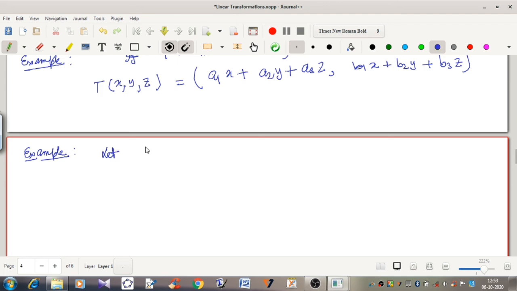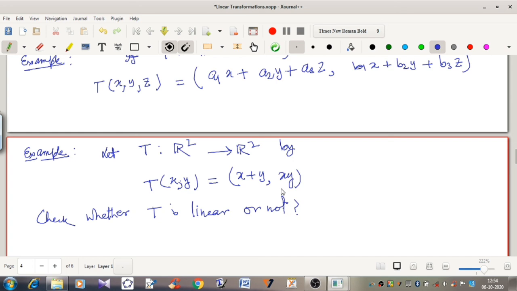Okay, so next we consider another example. Let T be a map from the vector space R2 to the vector space R2 by T of x comma y equal to x plus y comma x times y. Check whether T is linear or not.